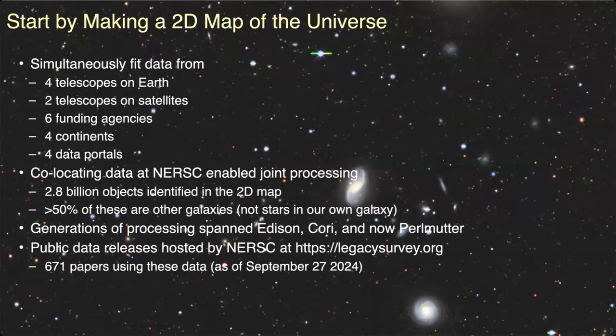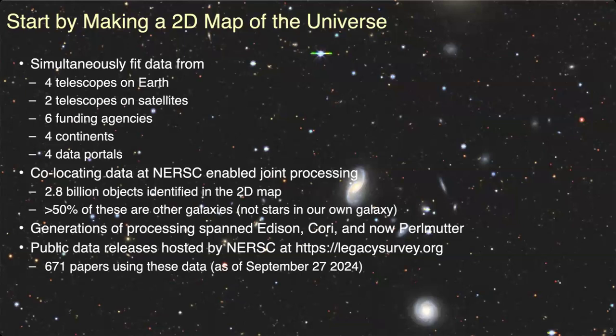And we were able to find objects that you couldn't see in any one of these data sets, but when you fit them simultaneously and join them together, you get the extra signal to noise to allow you to find those super extra faint objects. And so this 2D map has 2.8 billion objects in it.